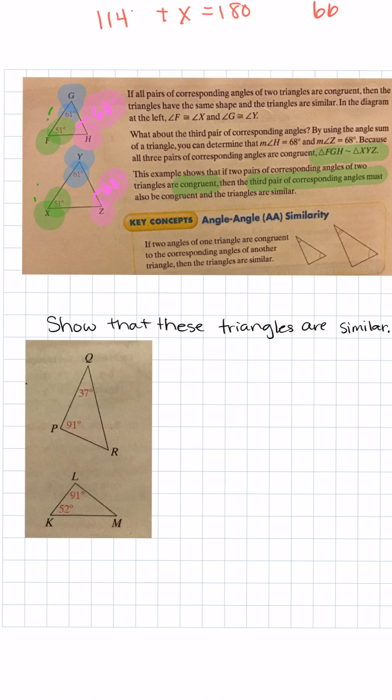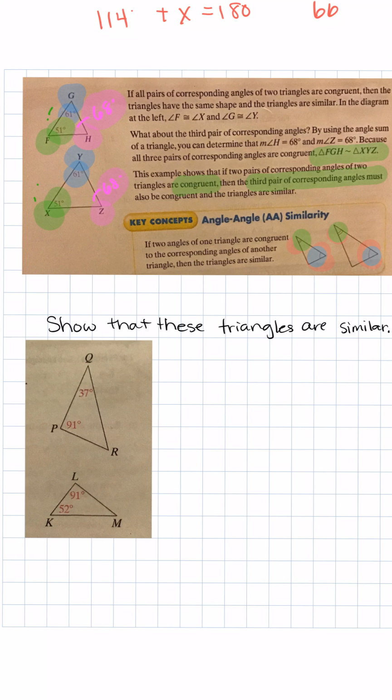So the key concept to take away, angle-angle similarity. If two angles of one triangle are congruent to the corresponding angles of another, then the triangles are similar. And notice how this is marked with two lines. That's telling you that this angle is congruent to this angle, and this angle is congruent to this angle.